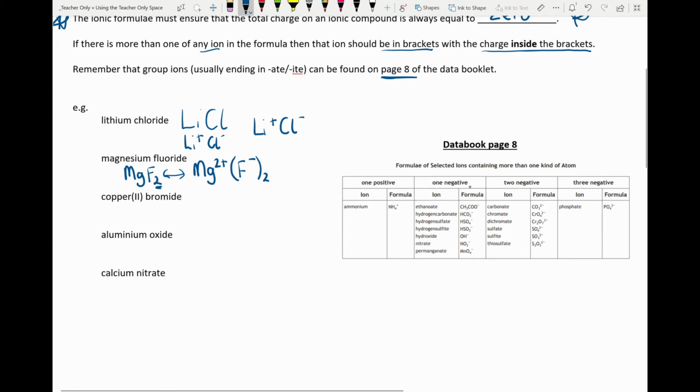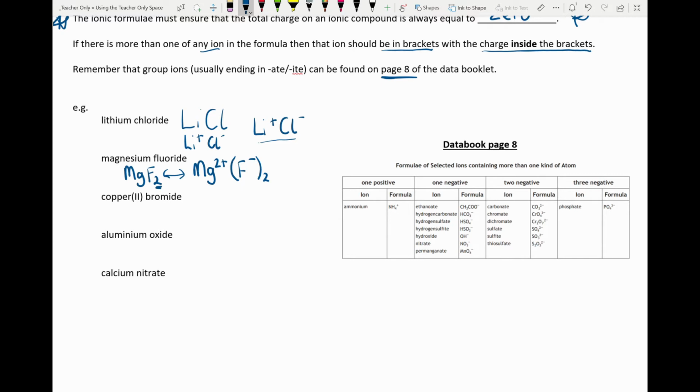So if we look at our two examples, we've got Li plus Cl minus, so a plus and a minus, they cancel to make 0. In the second example, we have Mg2 plus, and we only have F minus. Now because we've got this in brackets and a 2, we now have two of them. So one 2 plus and two 1 minuses is going to cancel out again to make 0.